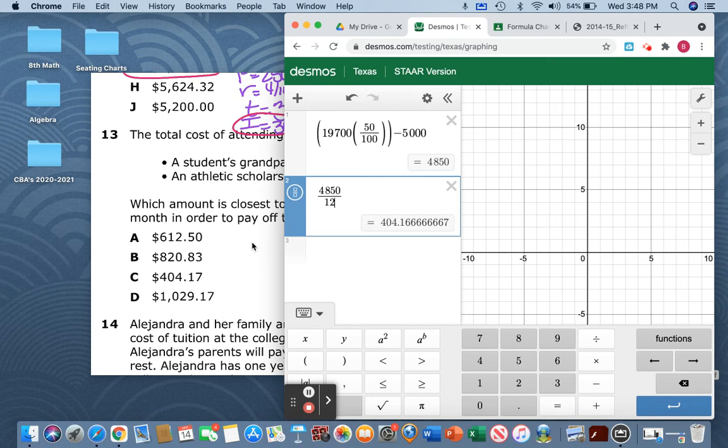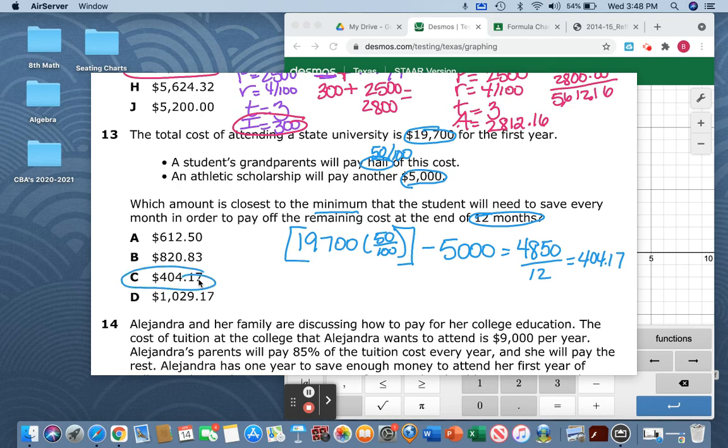404.1. So 1.6 or 0.16. 7. 17. Yeah. Letter C. Letter C.